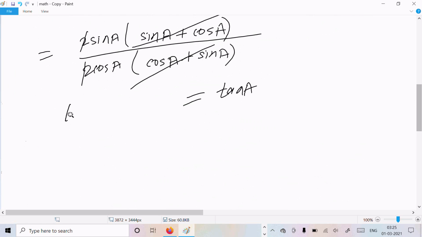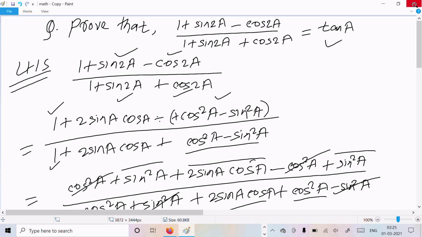So now we can write LHS equal to RHS equal to tan a, proved. So this is the way we can prove this kind of question.